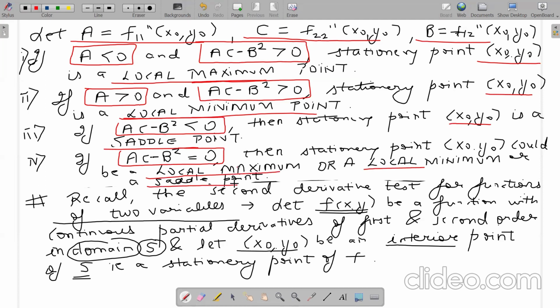Now, this AC minus B square is nothing but a Hessian matrix. It's a Hessian matrix of 2 cross 2 order. So if students are wondering, this AC minus B square is nothing but the determinant of the matrix A, B, B, C. If I evaluate this determinant, it's AC minus B square.